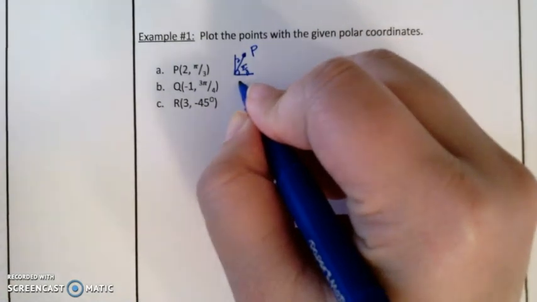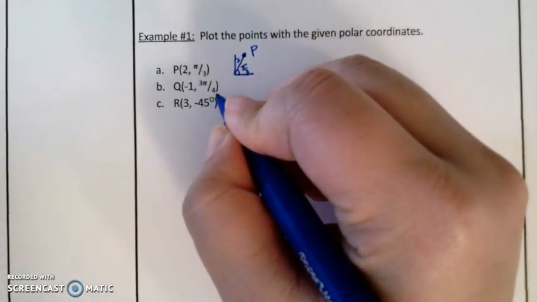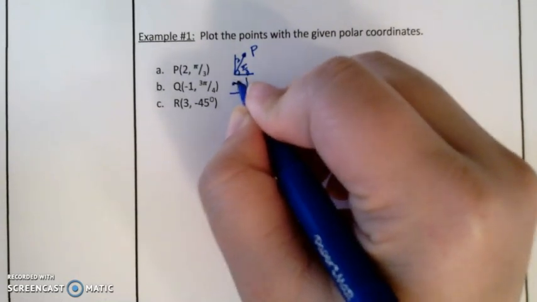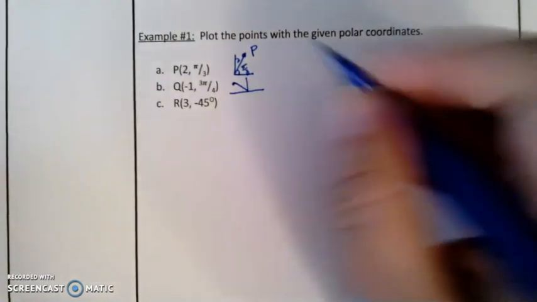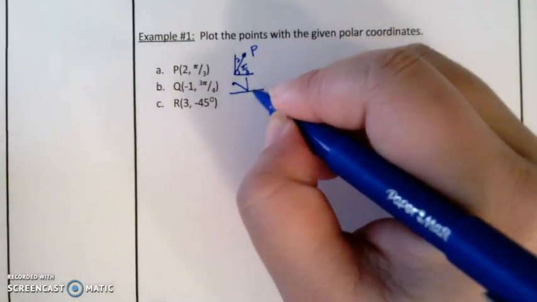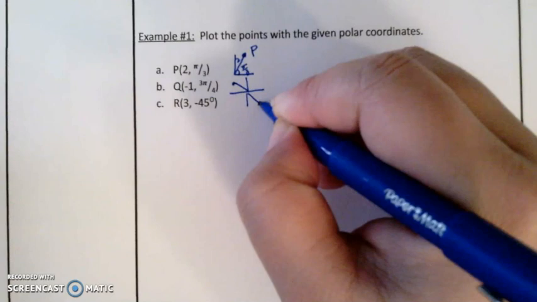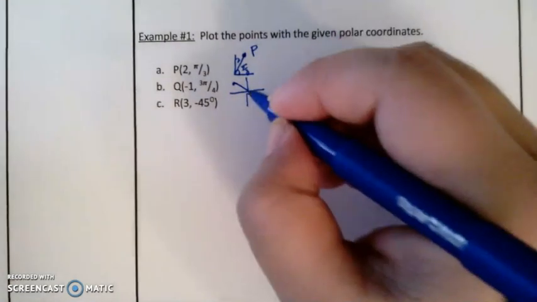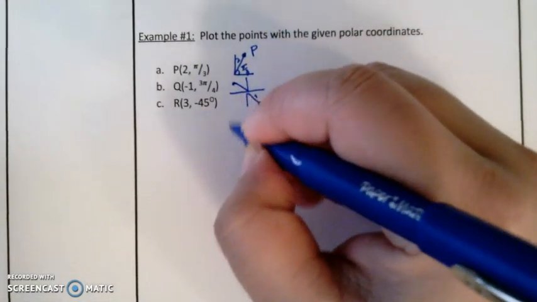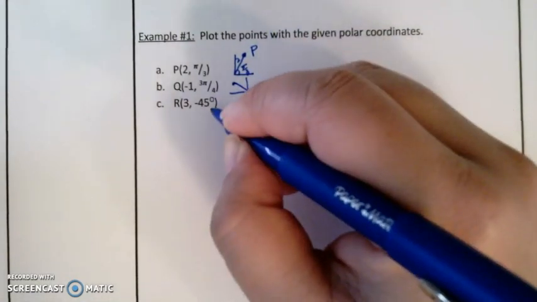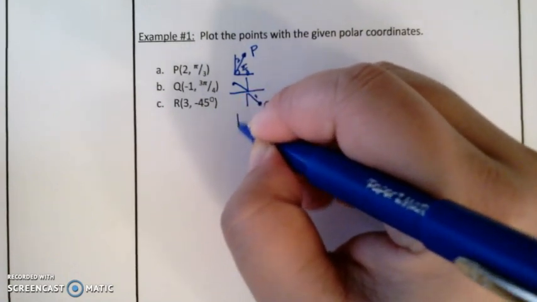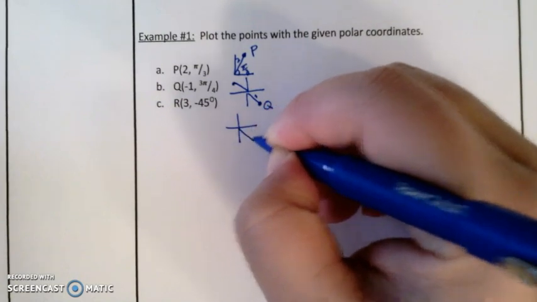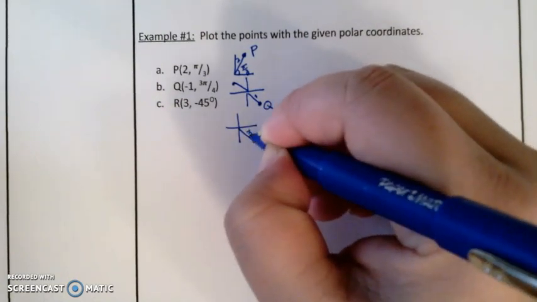Point Q has an angle of 3 pi over 4. Now 3 pi over 4 was here, but my radius is -1. So instead of having a radius of +1, we have to draw it down here with a radius of -1. So Q is going to be down in quadrant 4. Okay. And then point R with an angle of -45 degrees. Now, -45 degrees means we're going clockwise 45 degrees, R with a radius of 3.